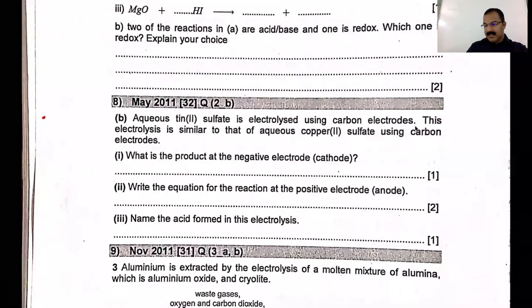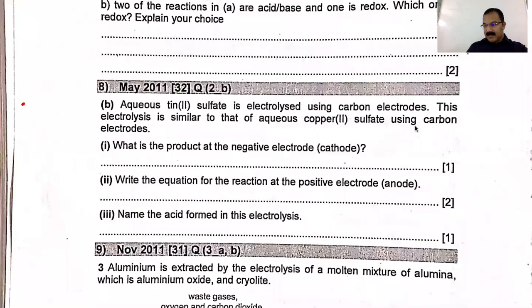Next question: tin(II) sulfate is electrolyzed using carbon electrodes. This electrolysis is similar to, be careful, that of aqueous copper(II) sulfate. The syllabus doesn't ask students to learn about tin sulfate or compounds of tin, but it talks about copper(II) sulfate. So this is another application question, and you are supposed to apply your knowledge from copper(II) sulfate to solve this.